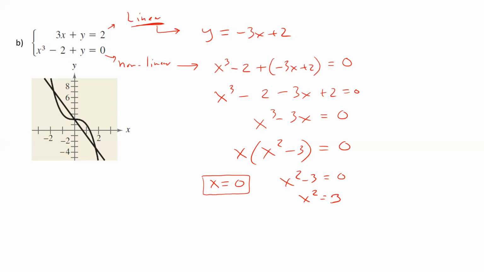Landon already has given the answer even before I called on him. So x is equal to plus or minus the square root of 3, right? We take the square root of both sides. We have to put plus and minus because there's 2 of them.